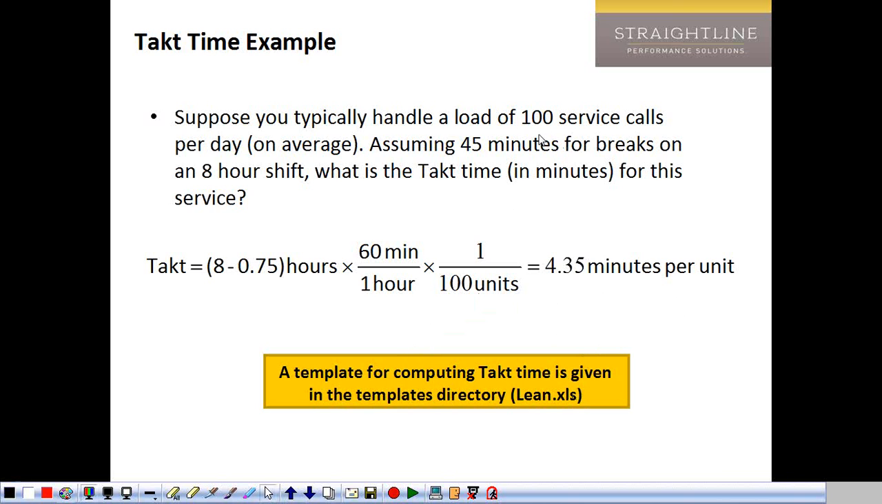If we had multiple people handling those 100 service calls, we could get that down. Say we had 2 people, it would be cut in half. Our takt time would be cut in half, so we'd be able to handle that many more. It essentially tells you how fast you can or you will be able to handle production.